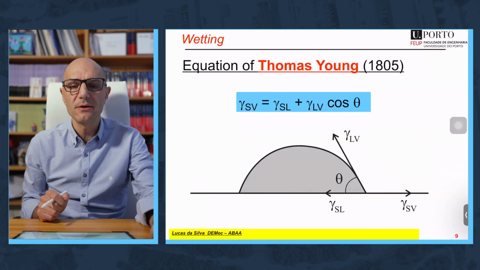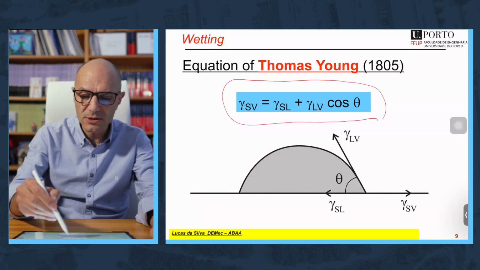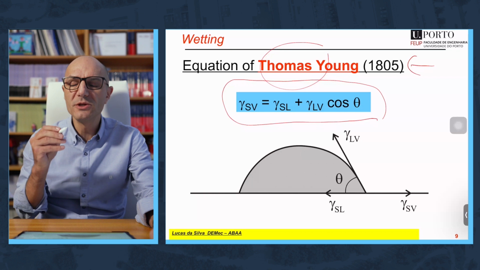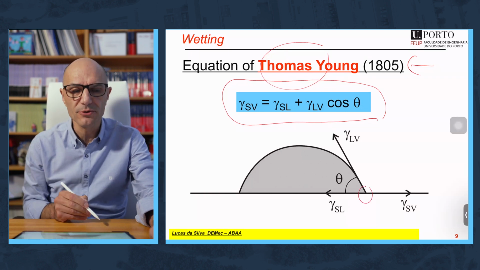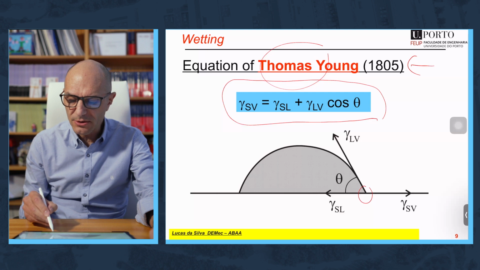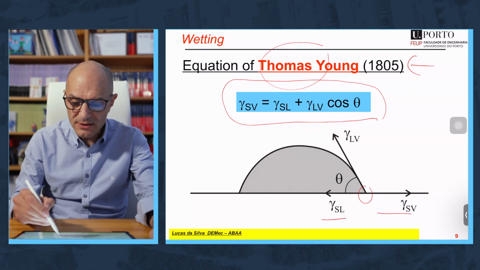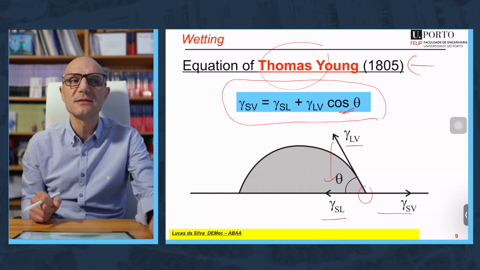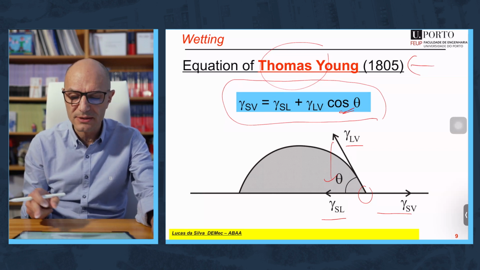The contact angle also appears in a very, very famous equation of Thomas Young, more than 200 years old, which relates the surface energy at this point of the drop, and says that the surface energy of the solid is equal to that of the interface plus that of the liquid projected here with cosine theta. But what is this, the surface energy? It's a concept that is not that easy to understand.